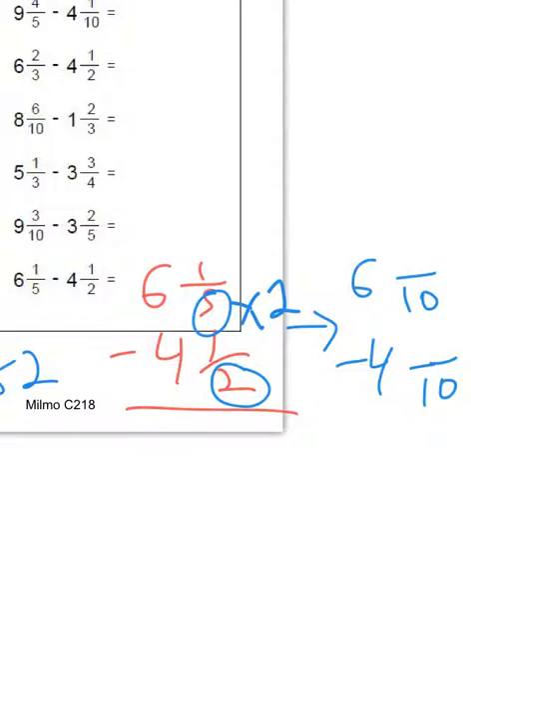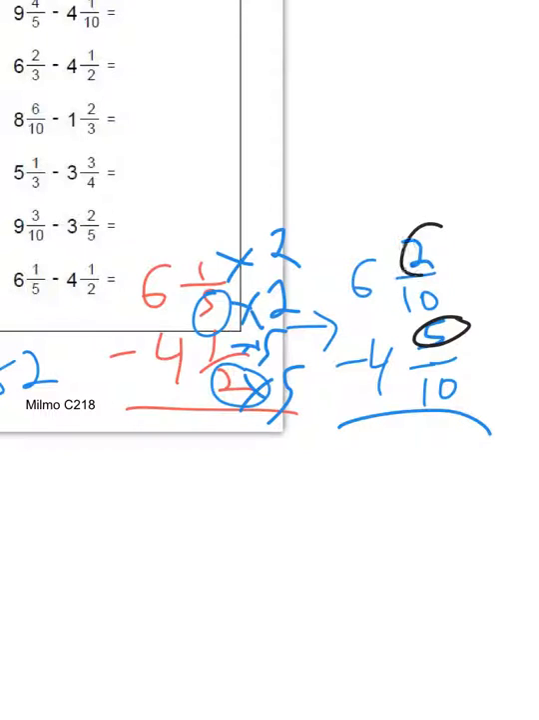5 times what is 10? Times 2, right? So what do we have to do on the top? Multiply the same as the bottom, right? What's 1 times 2? 2. Okay. Now, 2 times what is 10? 5. Okay, what do you do on the top? Multiply the same as the bottom, times 5, right? So what's on the top? 5, right?